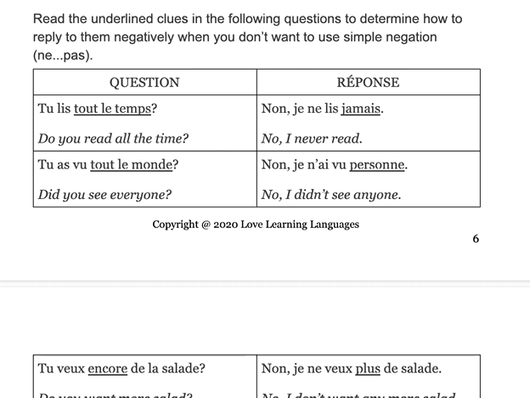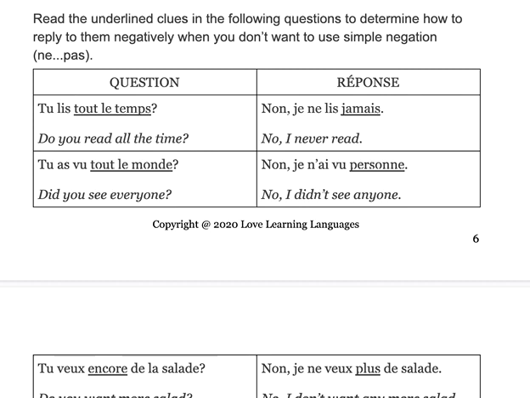So, tu lis tout le temps. If you answered that, because it means do you read all the time? If you answered it and you said, non, je ne lis pas, just with your ne pas, you would just be saying, no, I don't read. And that's quite different, then you're not really answering the question, okay? So if someone asks you, tu lis tout le temps, and you want to answer affirmatively, oui, je lis tout le temps, perfect. But if you want to answer negatively, non, je ne lis jamais. So no, I never read, d'accord?